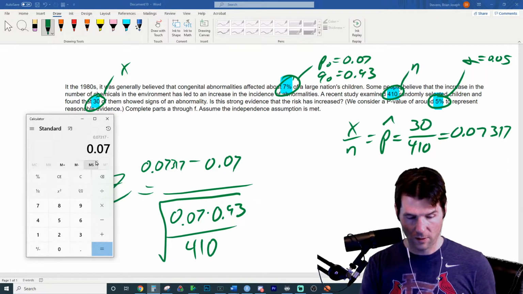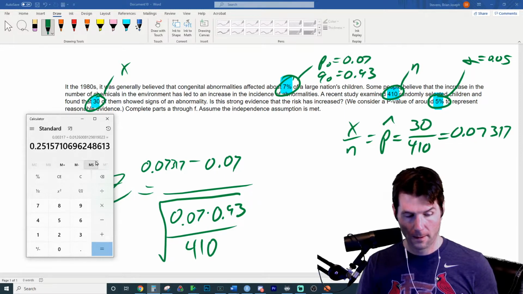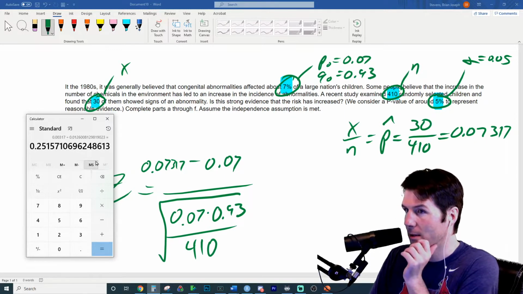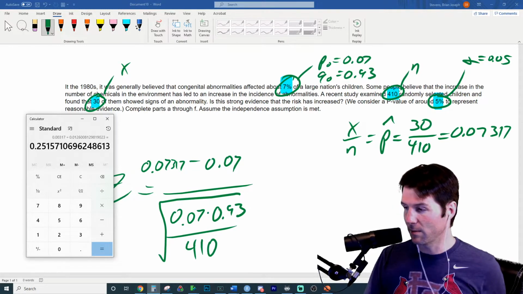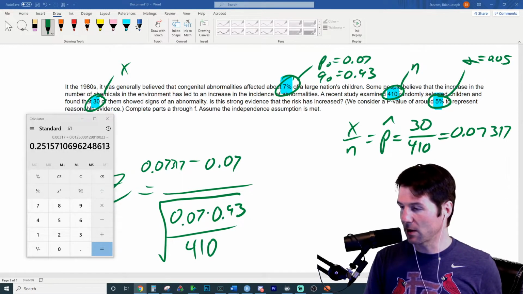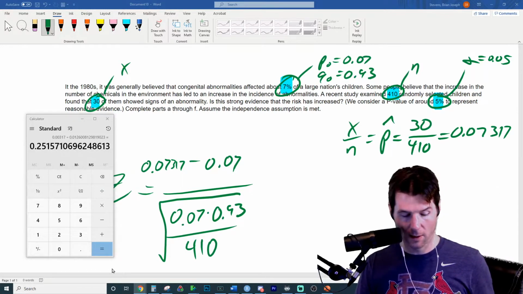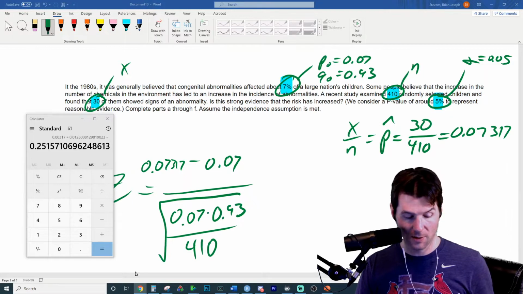0.07317 minus 0.07. Ooh, that's tiny. That's a tiny z-score. So with that being a tiny z-score, that means the p-value is going to be much bigger. Since the p-value is much bigger, we're not going to reject the null right here. I hope I didn't. Yeah, they're really close.